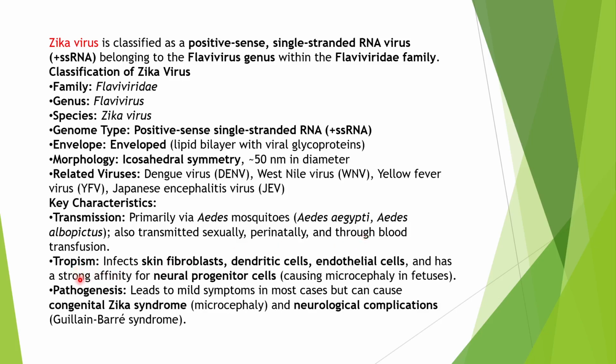So tropism, that is, it infects the skin, fibroblasts, dendritic cells, endothelial cells, and also it has a strong affinity for neural progenitor cells. So that is why it causes microcephaly in fetus, that is, the size of the head will remain very small and then it will be non-functional and the babies usually don't survive. Then pathogenesis is, it leads to mild symptoms in most cases but can cause congenital Zika syndrome, that is microcephaly, and neurological complications, that is Guillain-Barré syndrome. So this is about the Zika virus.